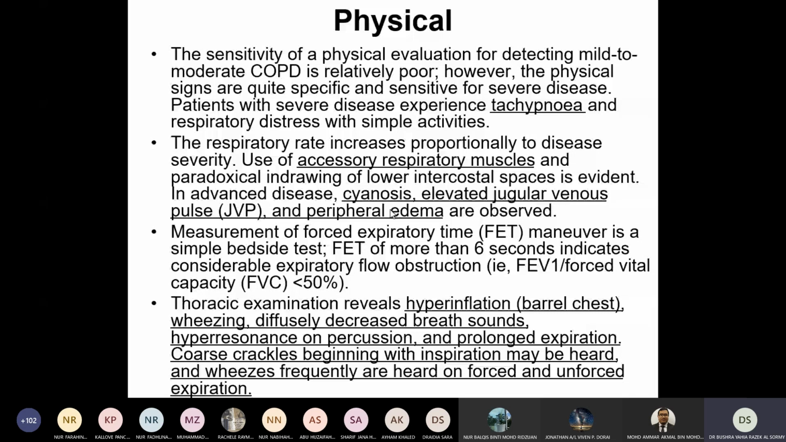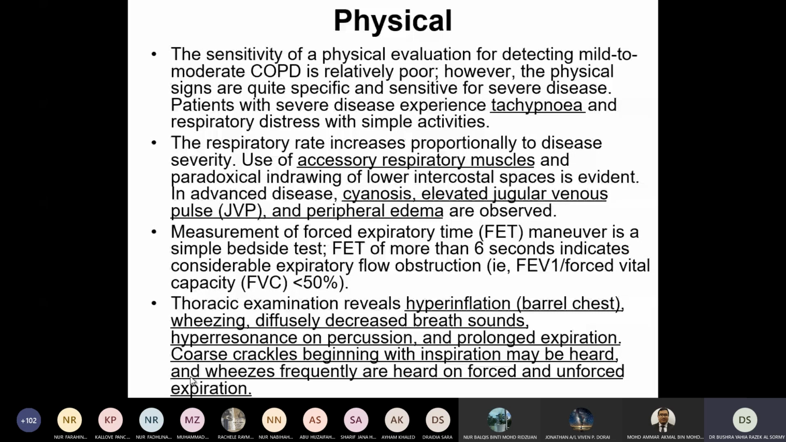Measurement is usually by forced expiratory maneuver, assessed in the lung function test. Thoracic examination reveals hyperinflation, barrel chest, wheezing. We can see diffusely decreased breath sounds, hyperresonance because of air trapping on percussion, and prolonged expiration. Also, you can hear coarse crackles beginning with inspiration, and wheezing. Okay, this is the physical examination.